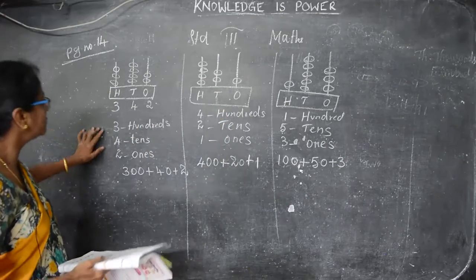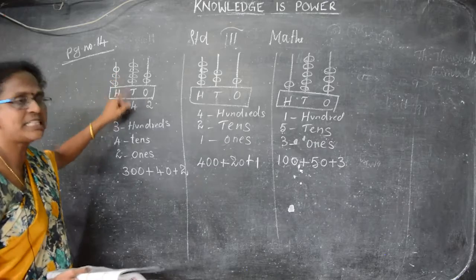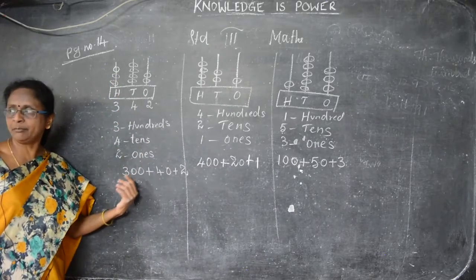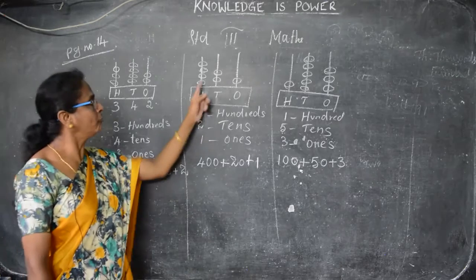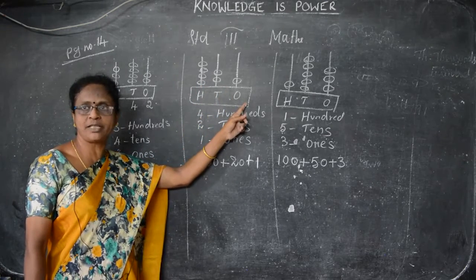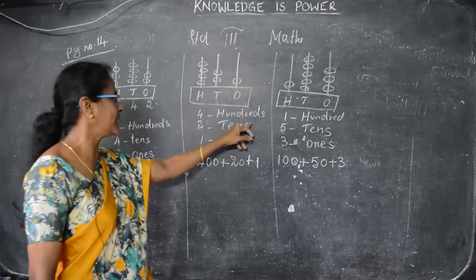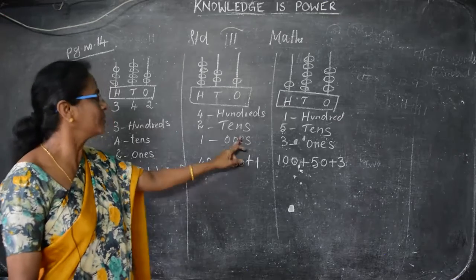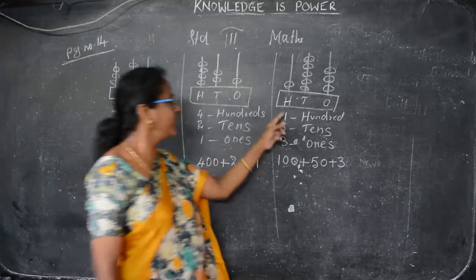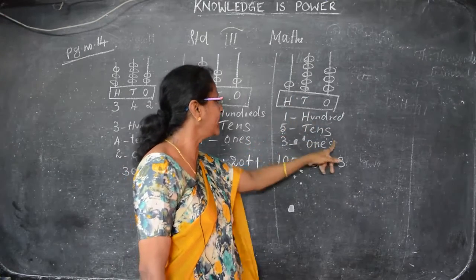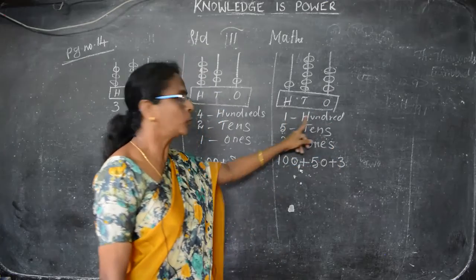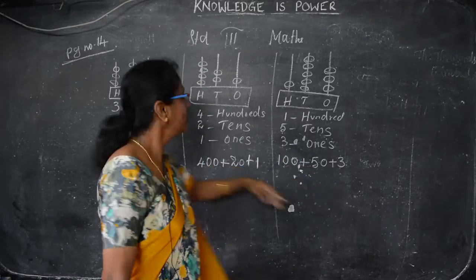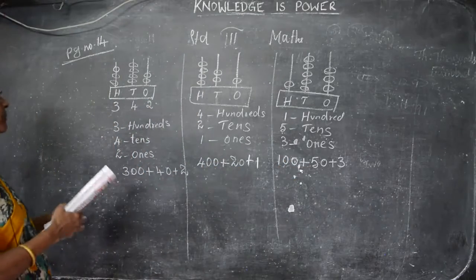About the place value on the abacus, you have to count the beads and write the numbers according to the digits. 3 hundreds, 4 tens, 2 ones. 300 plus 40 plus 2. And here also 4 beads, 2 beads in tens and 1 bead in ones. 400, 2 tens and 1 ones. So 400 plus 2 tens is 20 plus 1 ones. Then 1 in the hundreds place, 5 in the tens place and 3 in the ones place. So for 100 you write 100, and 5 tens is 50 and 3 ones is 3. So this is the place value of the abacus.